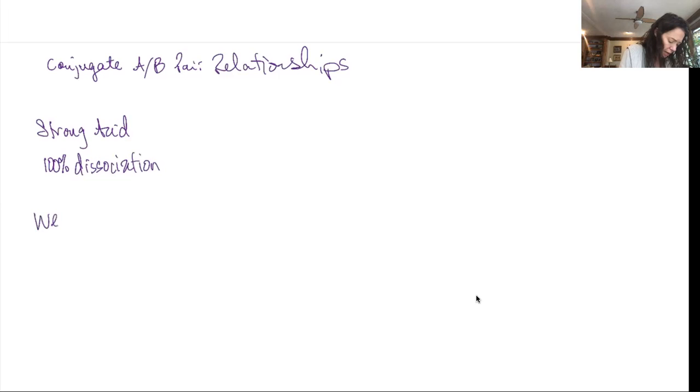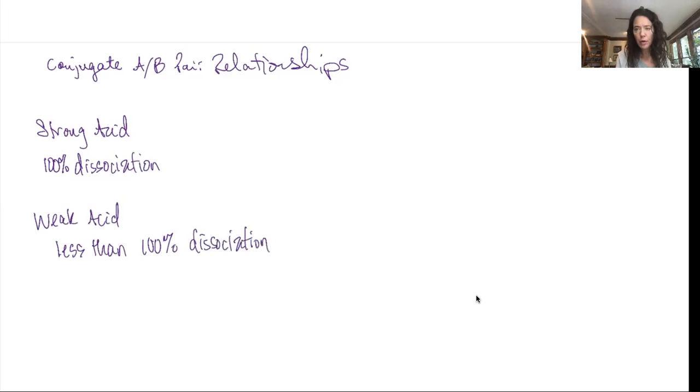If we have a weak acid, we have less than 100% dissociation. The weaker, the lower the dissociation, right? It doesn't have anything to do with being dangerous or not dangerous. It just has to do with how much of the hydrogen ion that is present actually dissociates and goes into the solution. The more, the stronger, the less, the weaker.